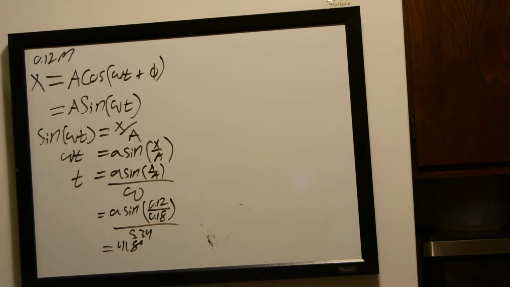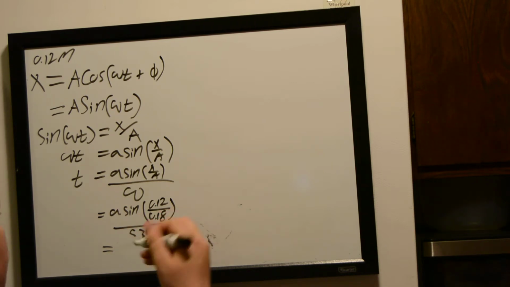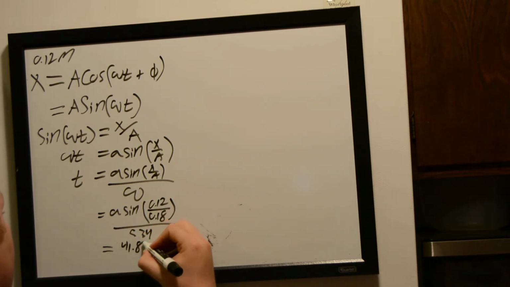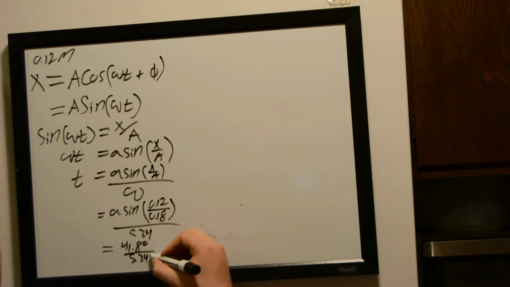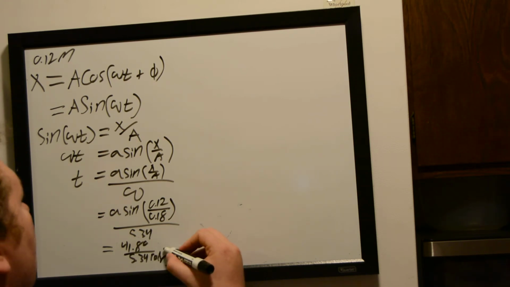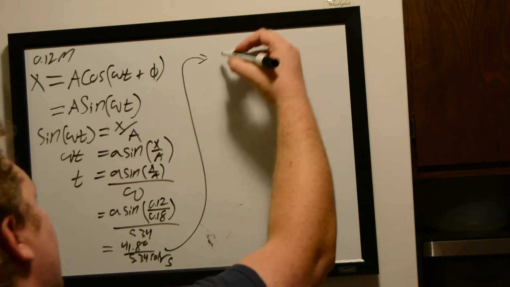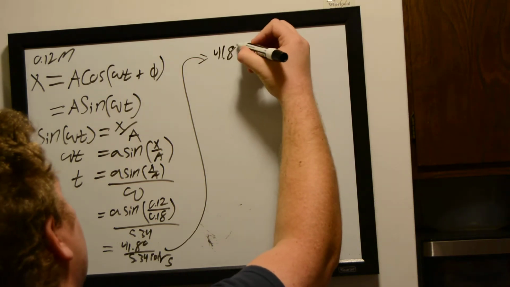41.8 degrees. Well, we don't want degrees. So the top part is going to be 41.8 degrees divided by 5.34 radians per second. So what we want to do, again, we don't want degrees, we want this to be given in radians so we can cancel this out. So, just go ahead, 41.8 degrees.